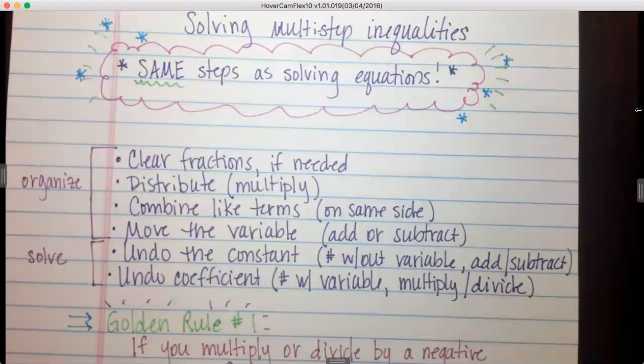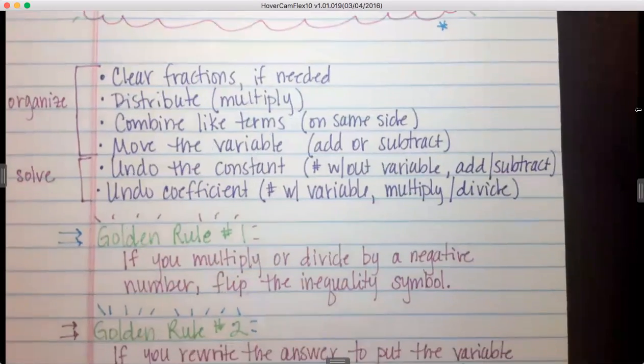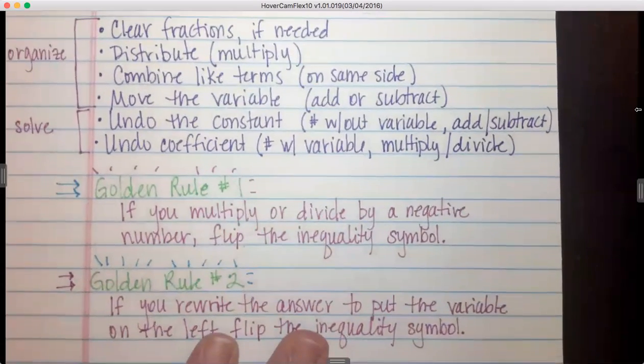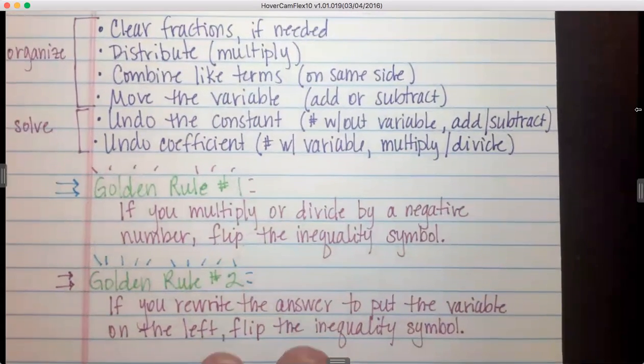Then we're going to undo the coefficient. That's the number with the variable. And we're going to do that by multiplying or dividing. So here's the golden rule to inequalities. If you multiply or divide by a negative number, you have to flip the inequality symbol. Golden rule number 2 is if you want to rewrite the answer to put the variable on the left, you have to flip the inequality symbol.